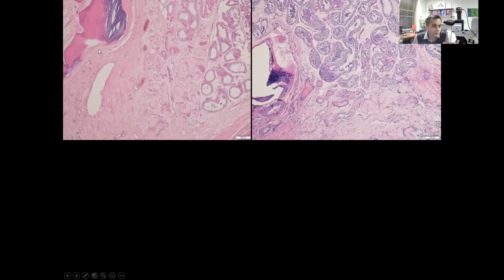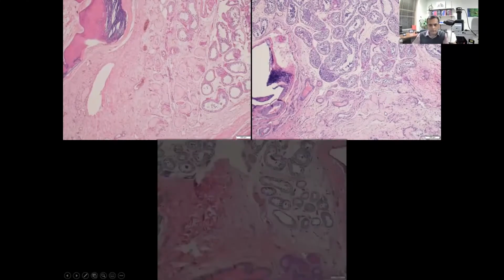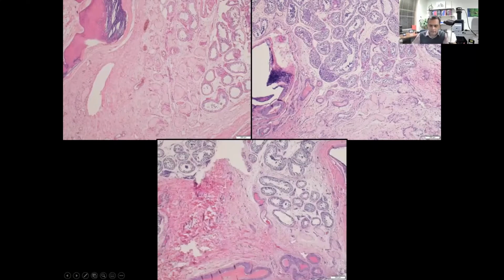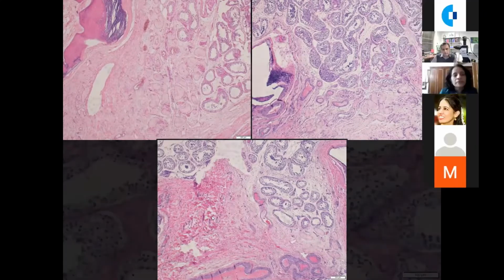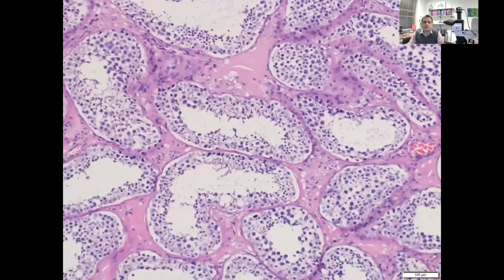Maybe the thought process could have been the bone is causing a pressure effect, and the adjacent testis causing fibrosis and atrophy. But some features were also present away from those bony areas, which was similar. And again, same phenomenon here. You can see part of this respiratory lining here, the cyst, and then some features that look like it could possibly represent a scar. But then that cannot be the only feature, right?